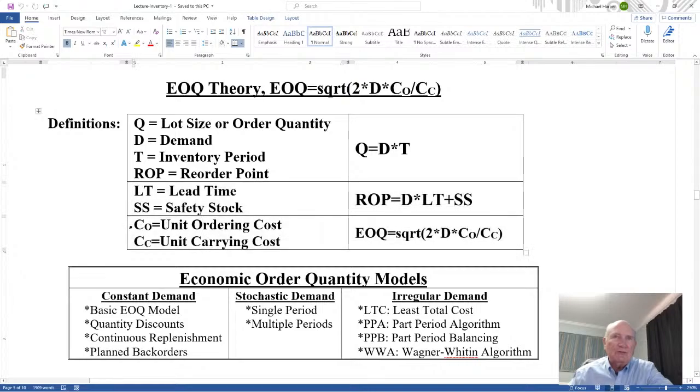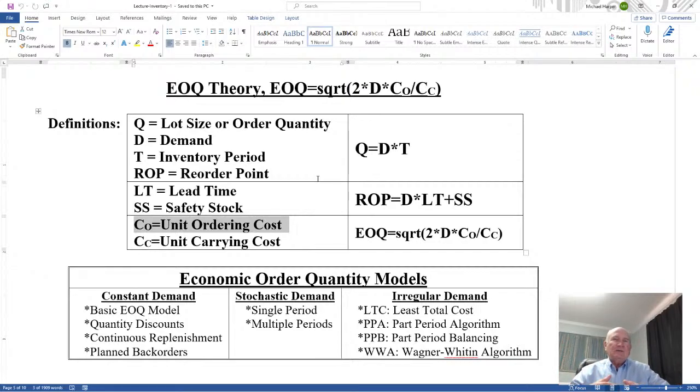I'm introducing two costs. I've already introduced these, but I'm introducing them again. The unit ordering cost, C sub O, the cost to place one order, and the unit carrying cost, which is the cost to carry one item over a time period. Now this unit ordering cost that I want to emphasize here, it's the cost to place an order. It's not to order one item. A lot of people think, oh, it's how much it costs to order one item. No, it's how much to place one order. And that order could be for 100 items.